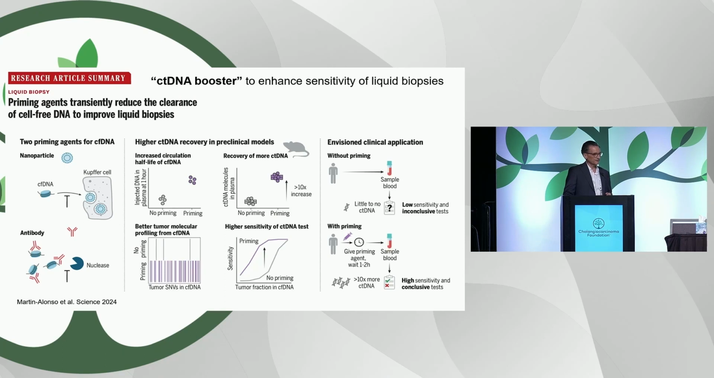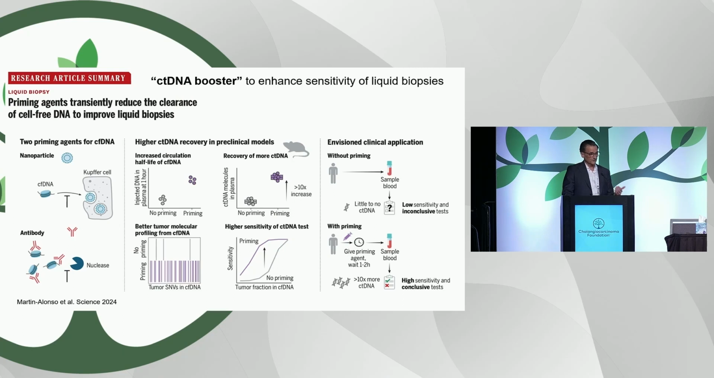And I think this is really a very cool paper that was published in Science just, I think, 2 weeks ago, which basically asked the question, what happens to the ctDNA? And actually it's taken up by Kupffer cells in the liver. And they identified a couple of nanoparticles or antibodies which could block the Kupffer cells. And when you do that, you have a window of a couple of hours to basically increase the ctDNA. So this is still preclinical work, but they were able to show that they can increase the ctDNA in the blood by more than 10-fold.